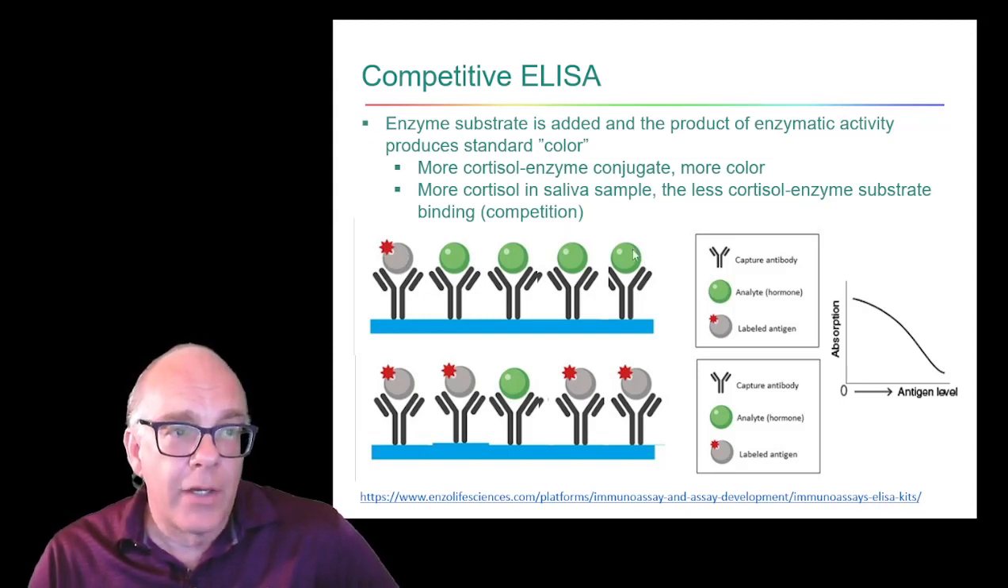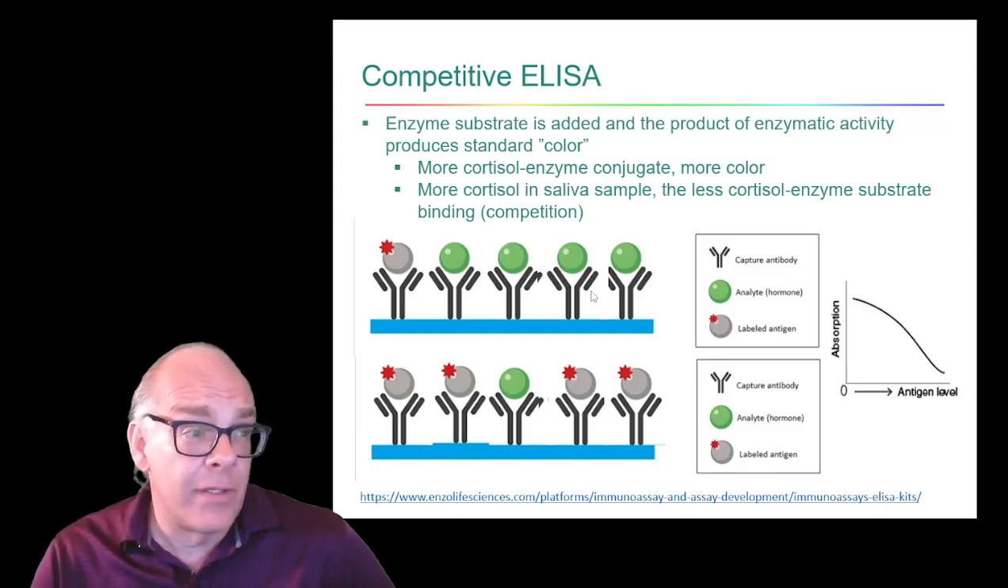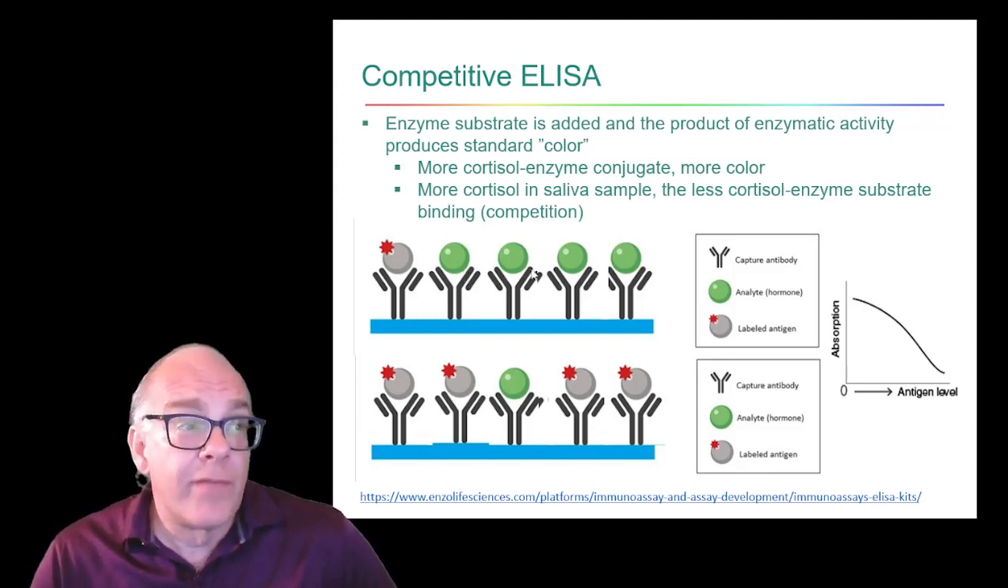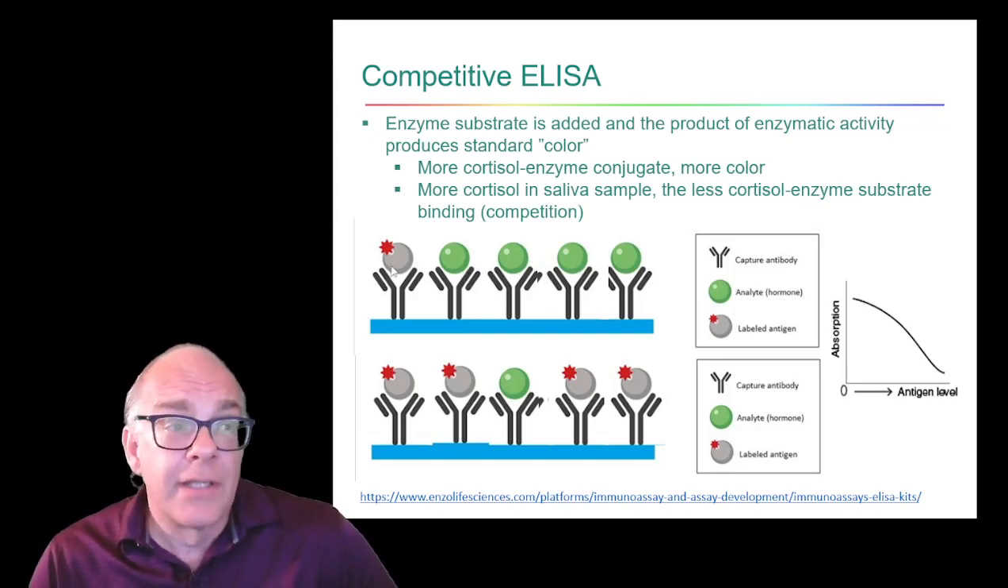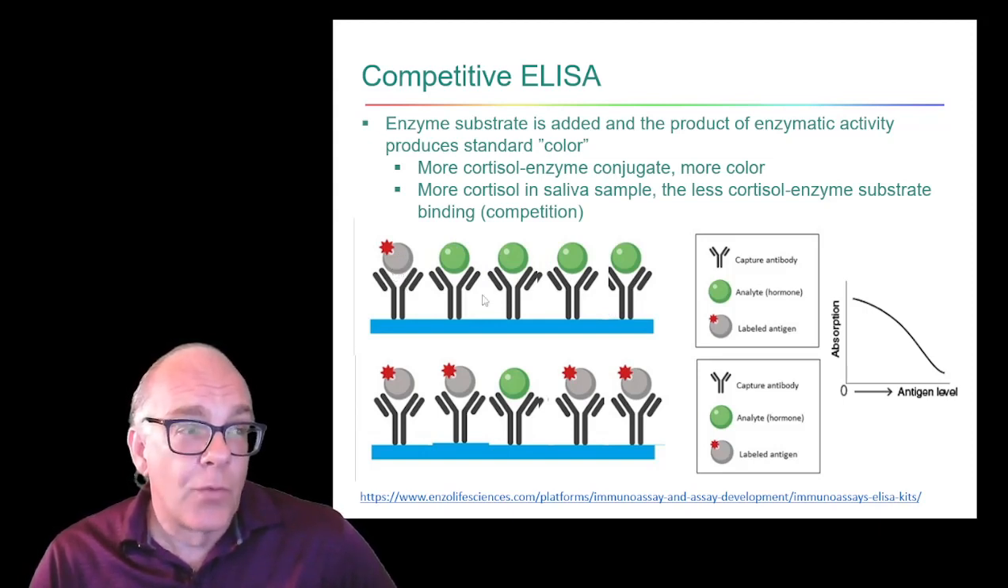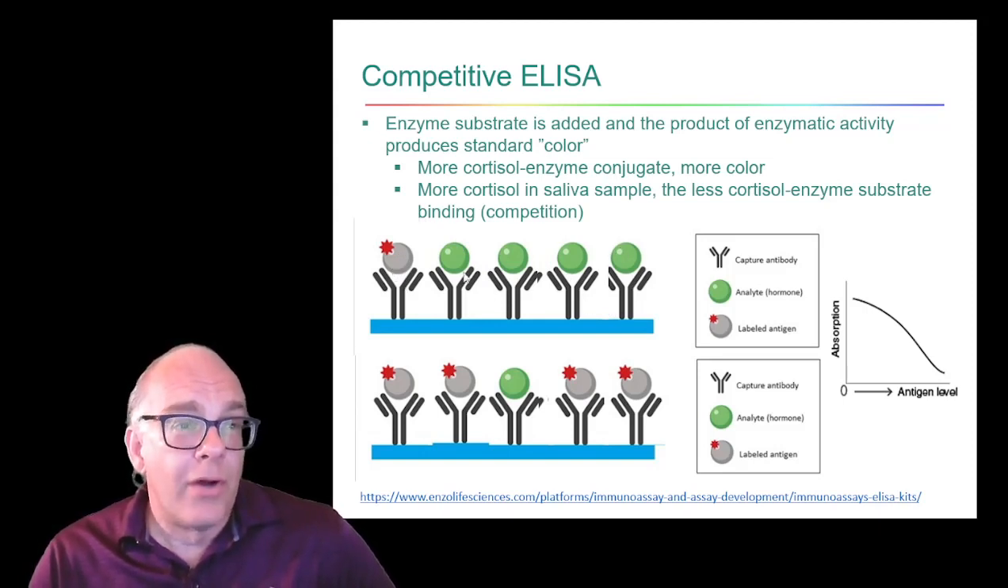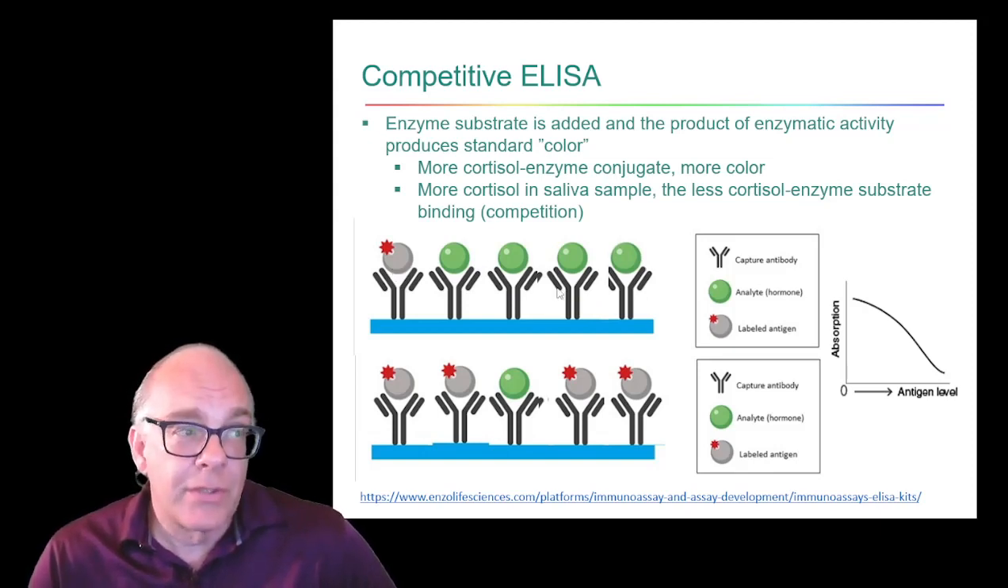The green are going to be the cortisol that is at higher concentration in the saliva of one of our classmates. In a competition, if we've got more green dots than gray dots, we're likely to have more green dots attached to our antibodies than gray dots. So in this case, we're going to have more of the unlabeled cortisol, the sample cortisol, than our labeled antigen, our labeled cortisol coming from the kit.